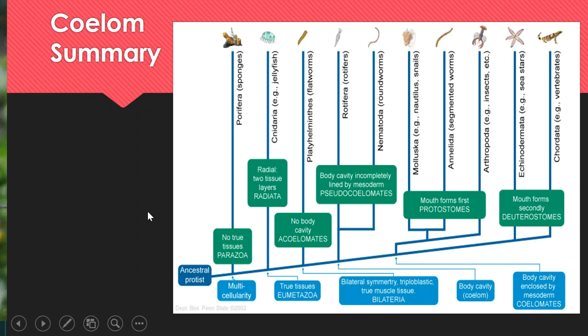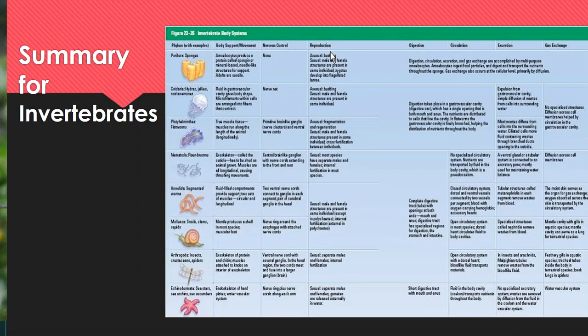Here's a coelom summary with different ways that these show coeloms. You can see acoelomates, pseudocoelomates, protostomes, and deuterostomes. And this chart will recur throughout the lessons, and I would suggest keeping it handy. It goes through each phylum of invertebrates, and then it does the body support and movement, the nervous control, the reproduction, digestion, circulation, excretion, and gas exchange. The end.